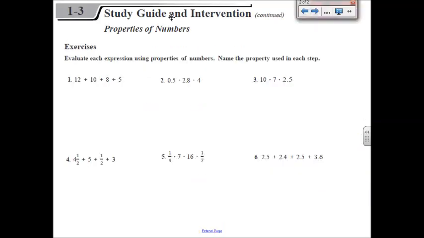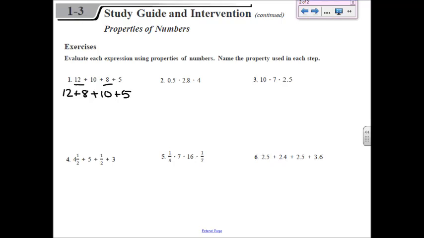On the back side, we're using the commutative and associative properties to make mental math easier. So the first thing to do when I look at number 1 is get things together that make 10s and 5s nice and easy. So when I see 12, I'm looking for something that has an 8 in it that I can put it next to, because when I add those two together, I know I'm going to get a 10. So I'm going to reorder it as 12 plus 8 plus 10 plus 5.